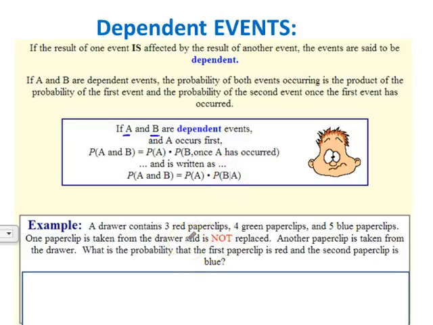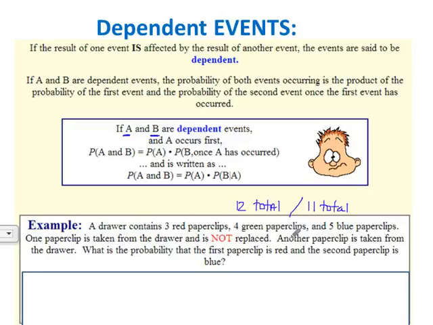Again, let's look at an example and it's going to make a lot more sense. We've got our same drawer full of paper clips. Again, we've got a total of 3 plus 4 plus 5, so we've got 12 total paper clips. We're going to reach in and grab one paper clip, and then we're going to hold on to that paper clip. We're not going to put that paper clip back. So for our second reach in, we're only going to have a total of 11 paper clips to choose from, because we didn't replace the first one. We're going to hold on to it.